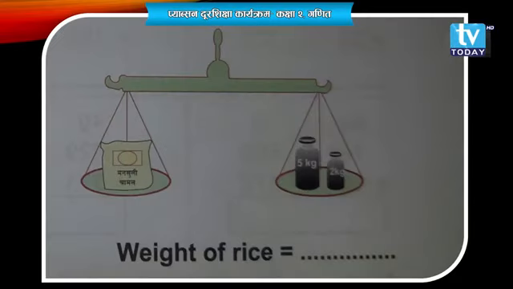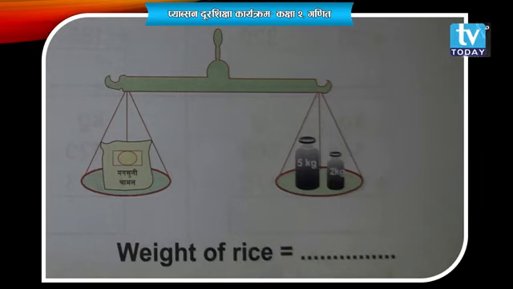See here in the next picture, on one side there is one packet of rice. Now on the next side there is some standard weight. Now you have to watch it carefully and tell me what weight is given over there. What is the weight of that rice? Can you measure it? Can you see it? Okay, now tell me what will be the weight of that rice. It's written 5 kg and 2 kg weight is kept over there. That means 5 plus 2, what will be the weight?